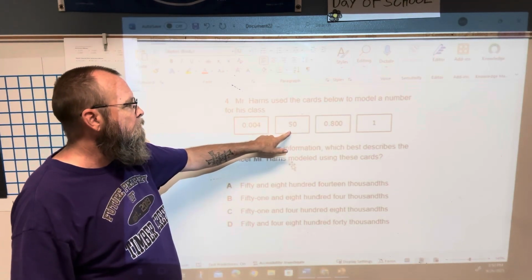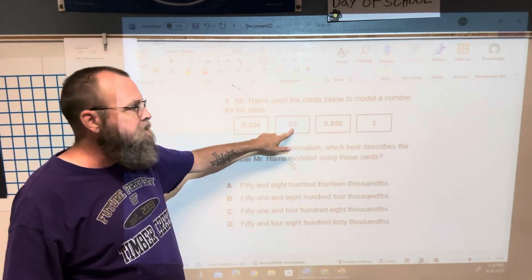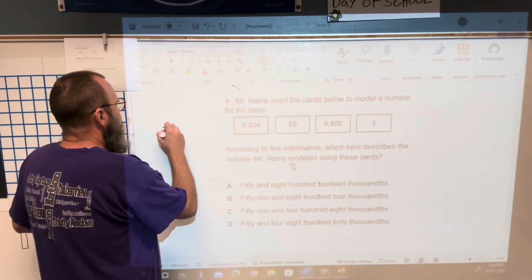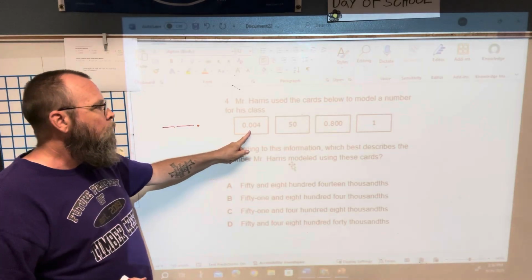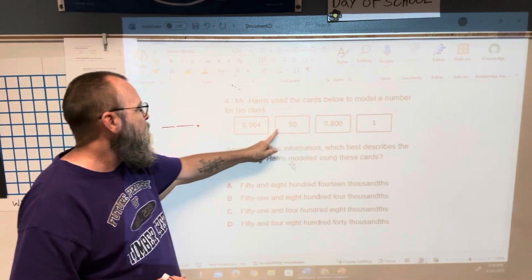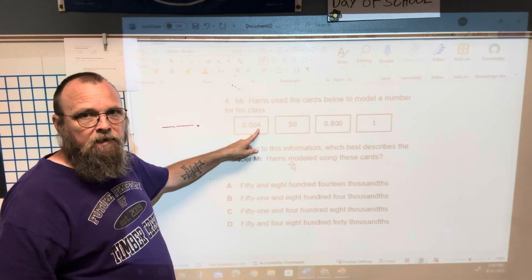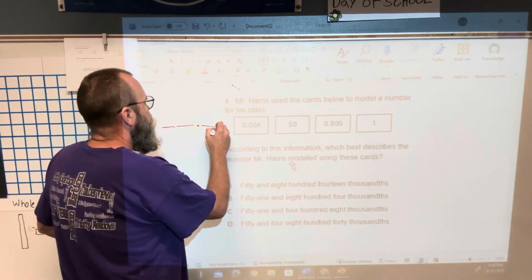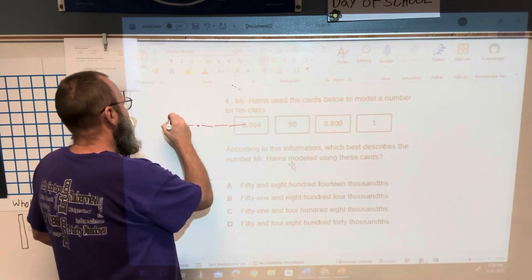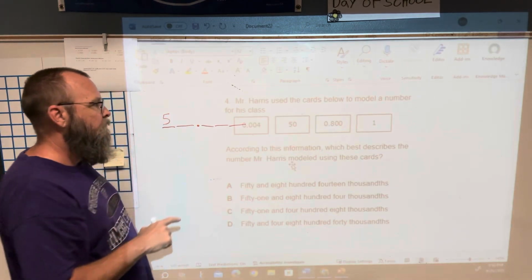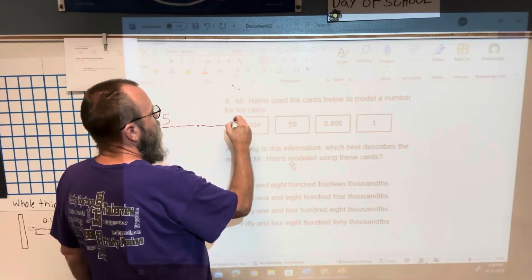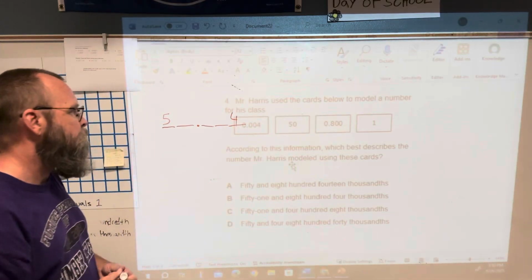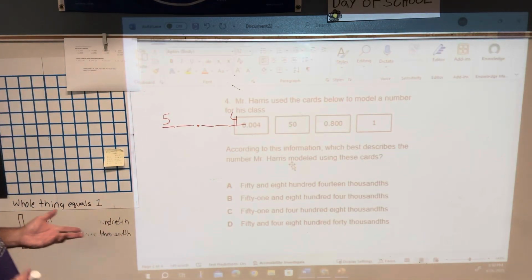The biggest number is 50, so it goes out to the tens place. So I know I'm going to have that, and then a decimal point. Now, it goes out to the thousandths place is the furthest it goes here. I know the 50 is in the tens place, and I know 4 is in the thousandths place, and I'm sure you could figure out the rest.